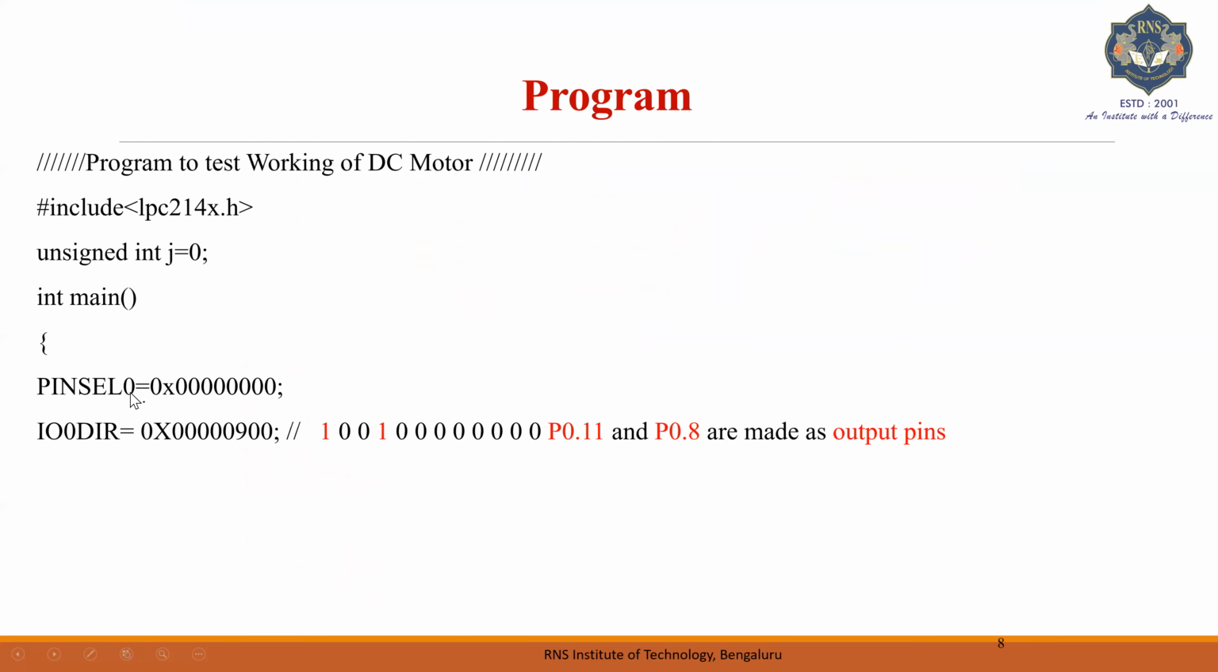So you are programming PINSEL0. I said first you should select the GPIO pins. If it is connected from port 0, that is 0 to 15, it is PINSEL0. Then 16 to 31, then it is PINSEL1. Then in port 1, 0 to 15 are not used. Then 16 to 31, it is PINSEL2. So either we have to program PINSEL0, PINSEL1, or PINSEL2.